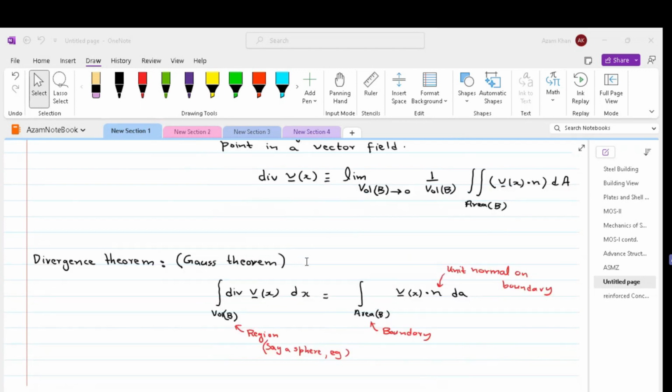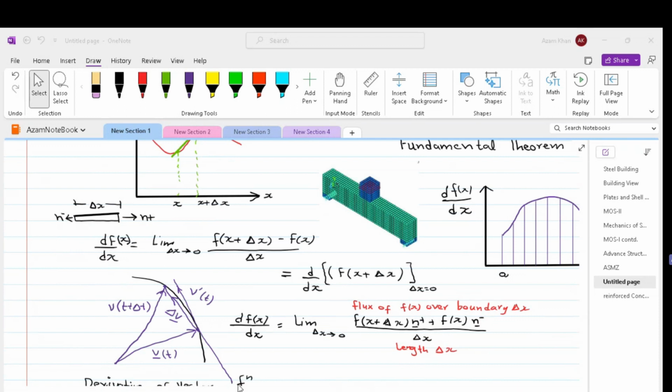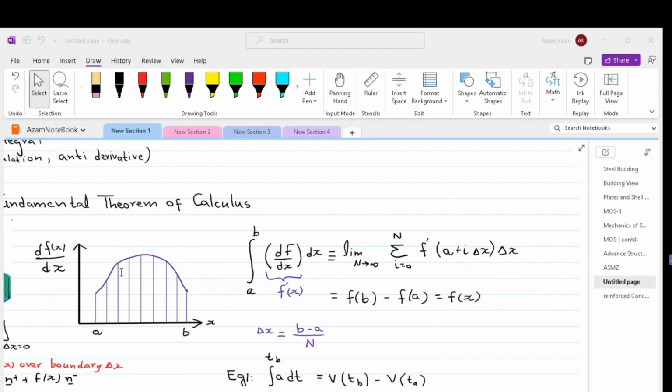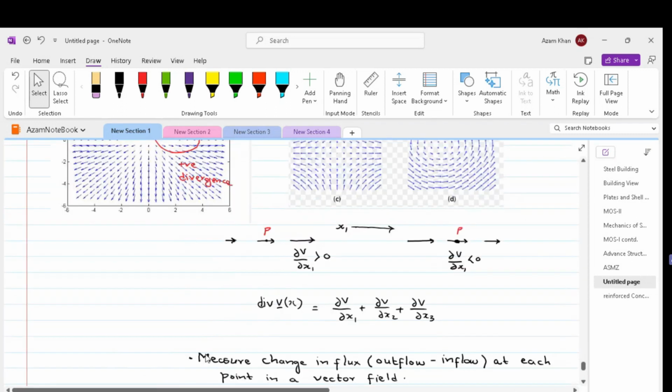Correspondingly, we have an integral theorem associated with the divergence, normally called the divergence theorem or the Gauss theorem. The Gauss theorem follows the fundamental theorem of calculus. According to this theorem, if we take a continuous function f and plot its derivative df/dx, then the integral of this derivative is equal to the value of the function at B minus the value of the function at A. Using this fundamental theorem of calculus, we can derive the divergence theorem.